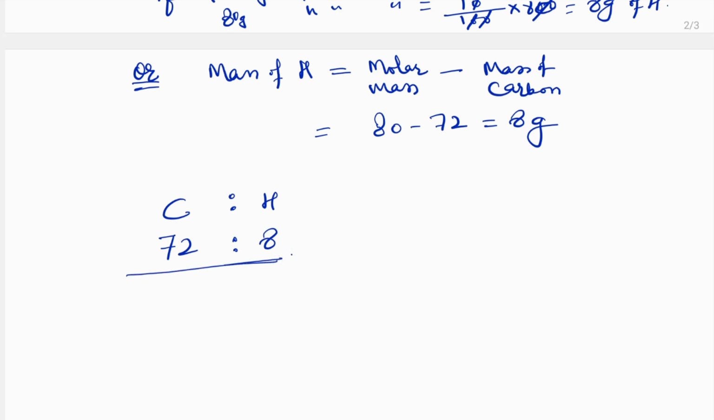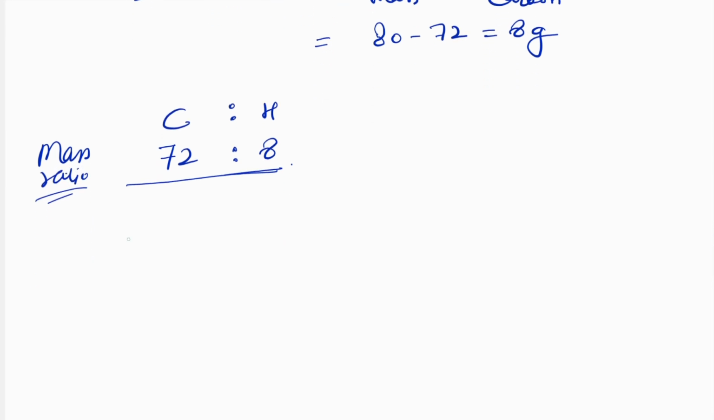This is the ratio which is given over here. All right, this is the mass ratio. But we have to find the number of carbons in compound X, which will be the mass divided by molar mass.